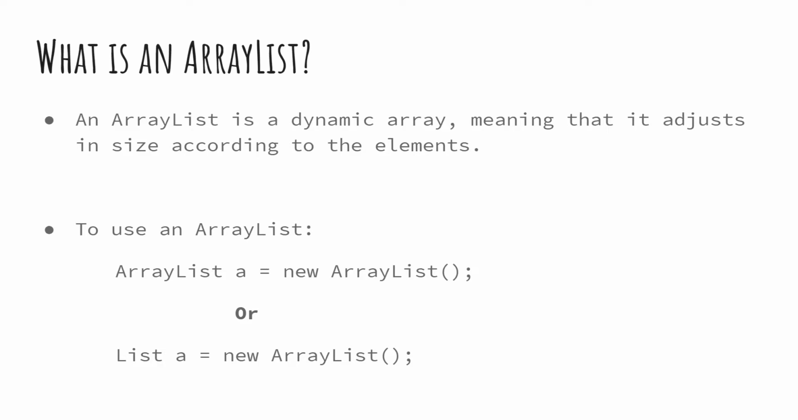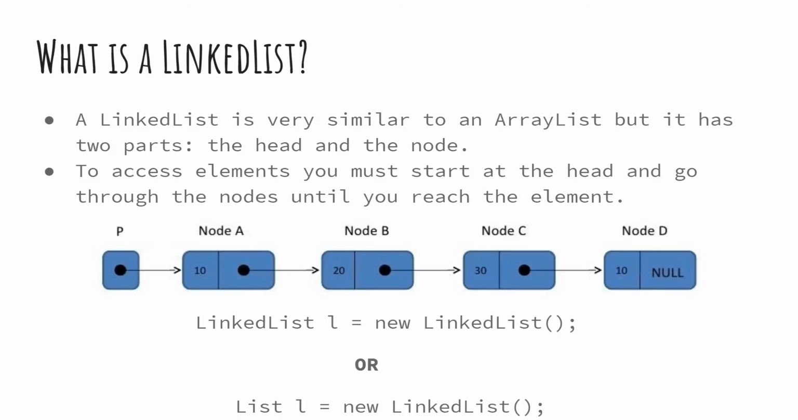So if you have 4 different elements, then it'll adjust its size to 4. It does this based on how many elements there are, so you don't actually have to define the size beforehand. And so to use an ArrayList, you do ArrayList a = new ArrayList, or you can do List a = new ArrayList.